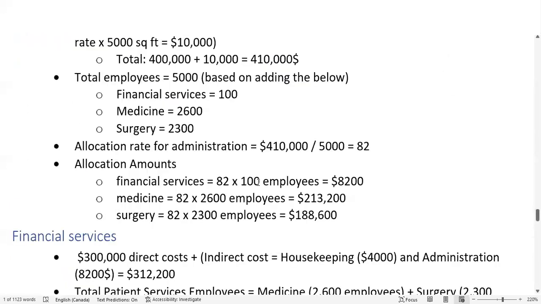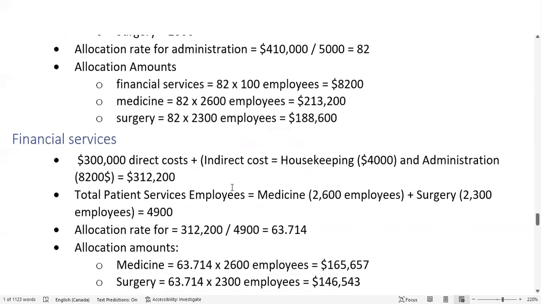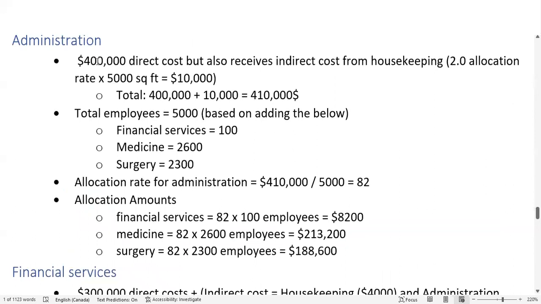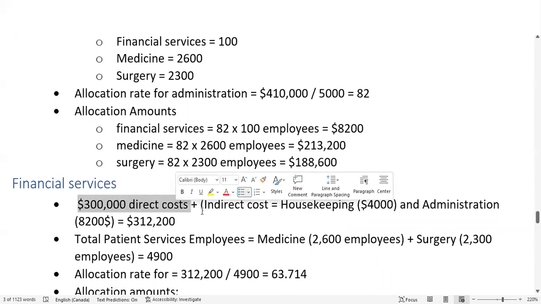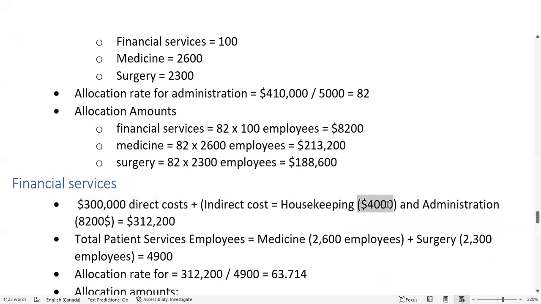Okay. We can also now calculate for the financial services, similarly to how we calculate for the administration, right? We know that initially financial services received $20,000 in direct cost, but it now has received allocated amounts from housekeeping, which is $4,000, and from administration, right? Remember this amount of $8,200, which gives us a total of $312,200.